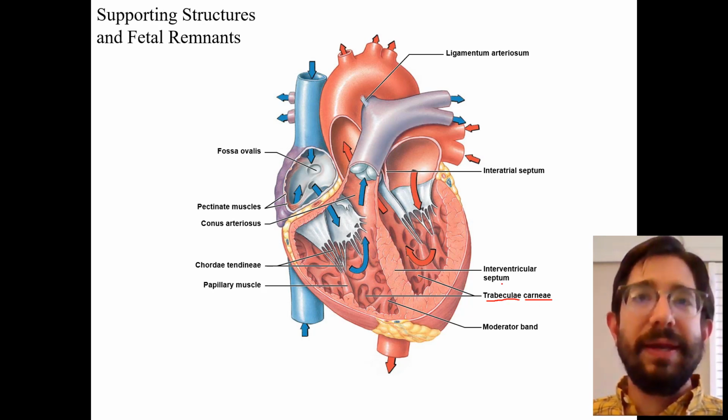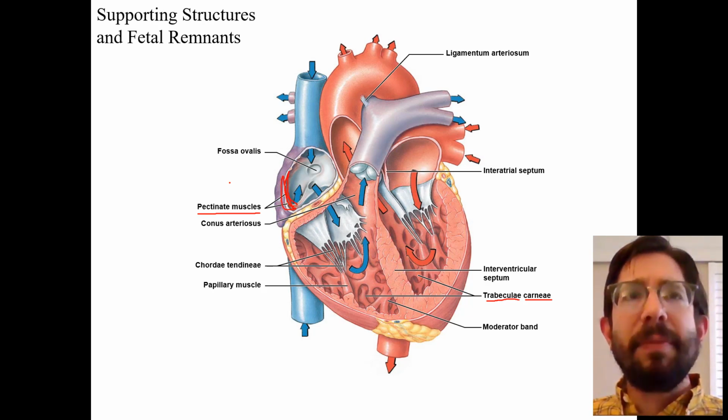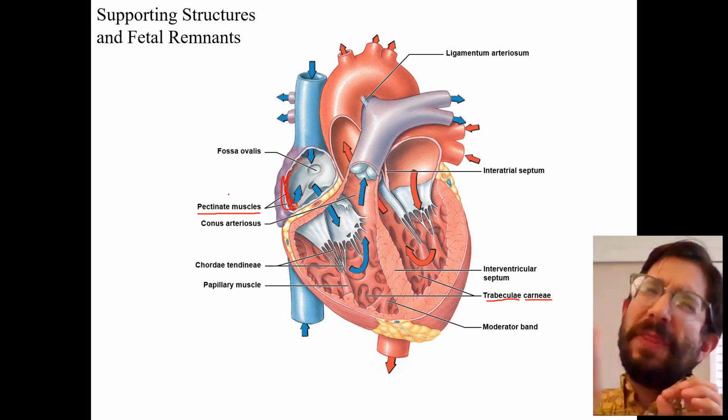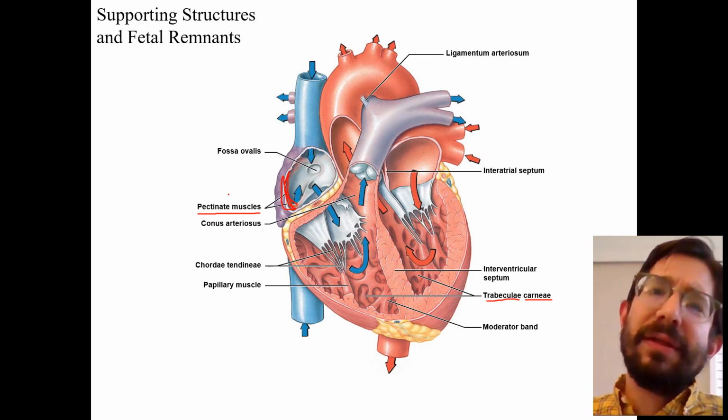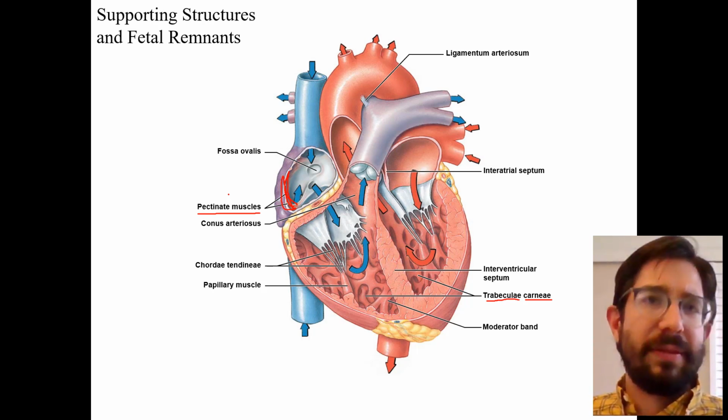So trabeculae carneae. The atrial walls also have some muscle called the pectinate muscles. Can't quite make it out, but it's here on a portion of the atria. And pectinate refers to comb-like. So they're much thinner and kind of parallel fibers on the wall of the atria called the pectinate muscles.